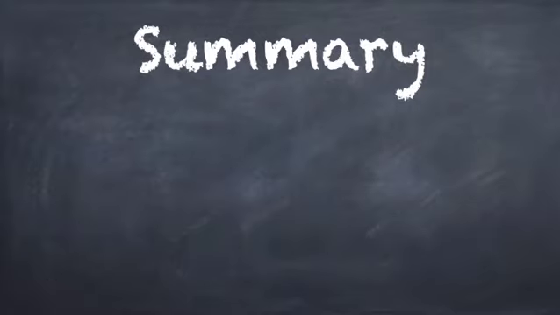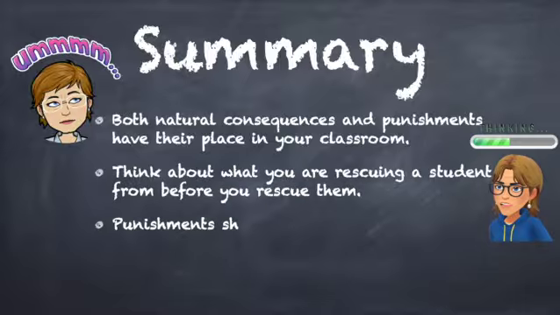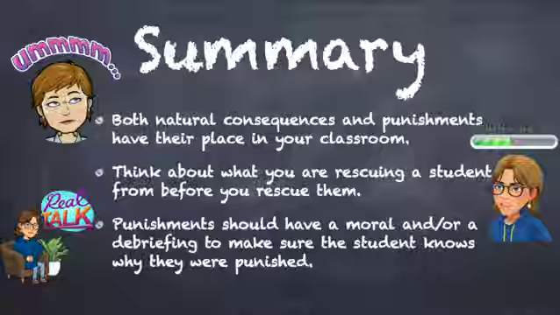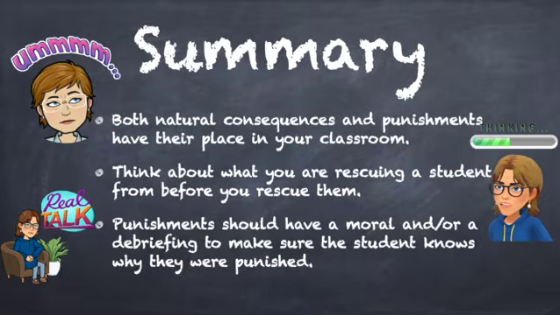In summary, both natural consequences and punishments have their place in your classroom. Think about what you are rescuing a student from before you rescue them. And by rescuing them, I mean preventing them from experiencing a natural consequence. Before you rescue them from that natural consequence, think about, what are you actually rescuing them from? Could they learn a valuable lesson by going through that uncomfortable emotion? And last, punishments should always have a moral or a debriefing where you're talking to the kid to make sure the student knows why they were punished and to make sure they know what you expect every time.